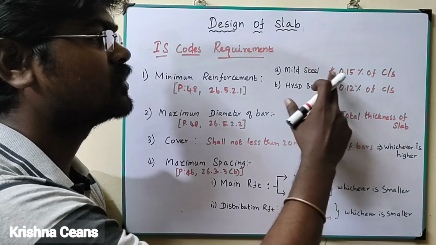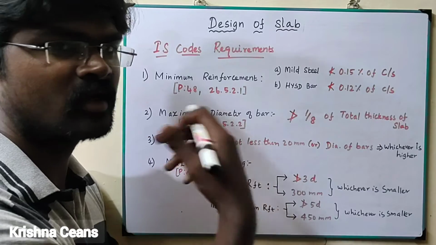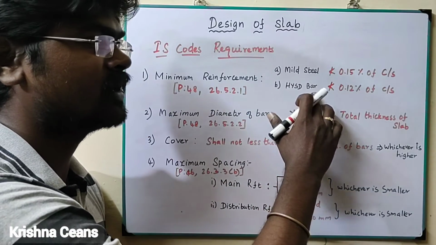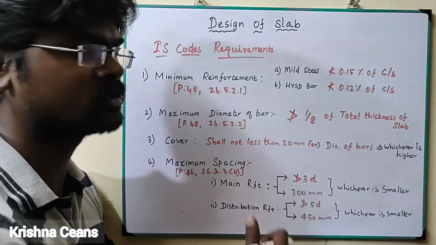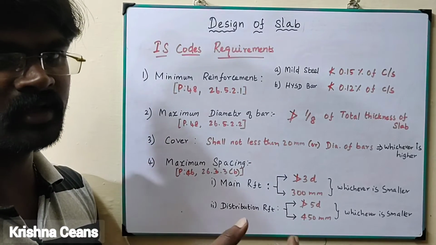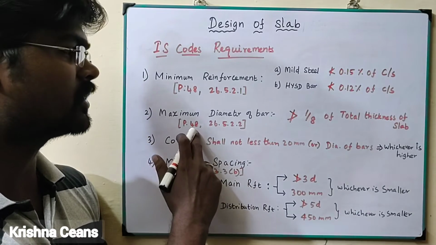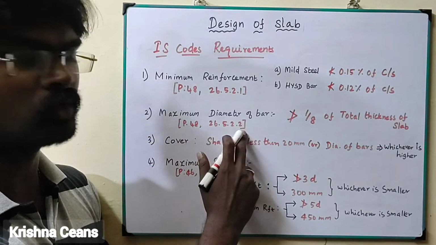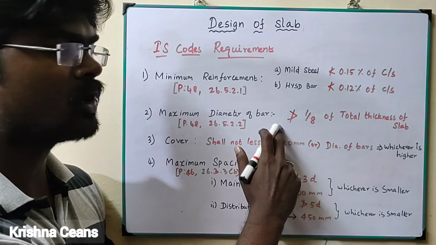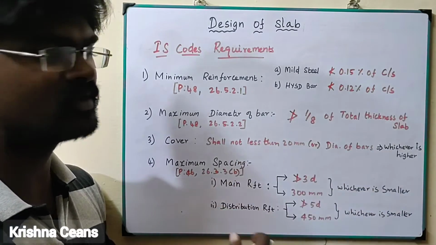So if you are using mild steel, provide not less than 0.15% of the cross section, whereas if you are considering HYSD bars, we have to provide at least 0.12% of the cross section. Now, coming to the diameter of the bar used in a slab, which is referred to in page number 48, 26.5.2.2: the diameter of the bar should not be greater than 1/8 of the total thickness of the slab.